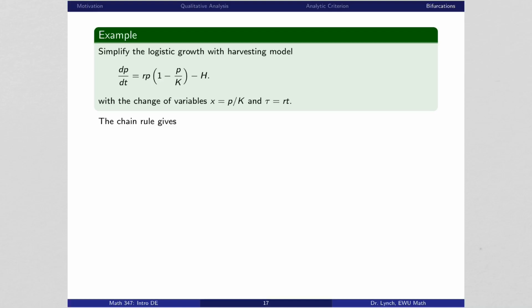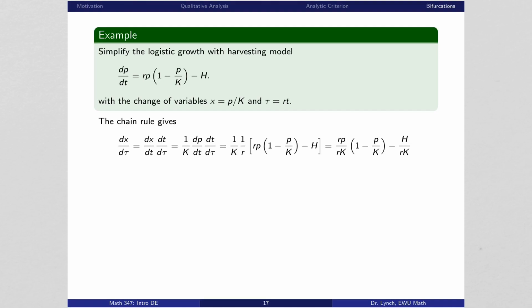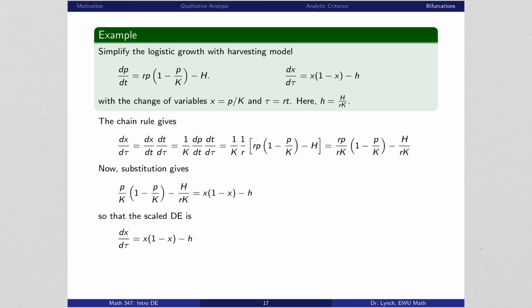So the chain rule tells us how to relate x and tau to P and t, and here it is: dx/d tau is dx/dt times dt/d tau. We know how to write dx/dt in terms of P and K. We know what dP/dt is. dP/dt is just a differential equation, and we can write dt/d tau is 1 over r. So simplifying that expression, we end up with dx/d tau equals x times (1 minus x) minus h, where here little h is capital H over rK. So just an algebraic simplification gives us that model.